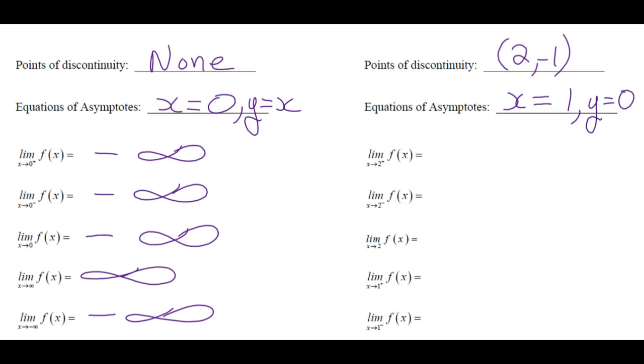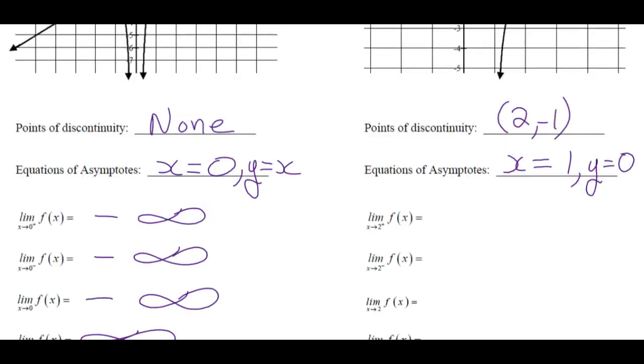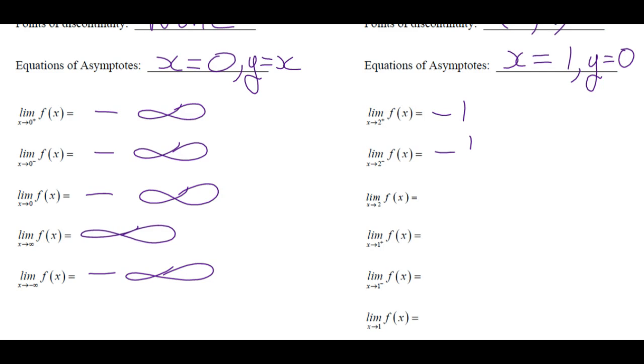The limit as x approaches 2 from above is negative 1. Approaching 2 from below, same thing there. And then the limit as x approaches 2 is? Okay, so if the left-sided limit and the right-sided limit are the same, then the limit does exist and it is that value. So it's just negative 1.